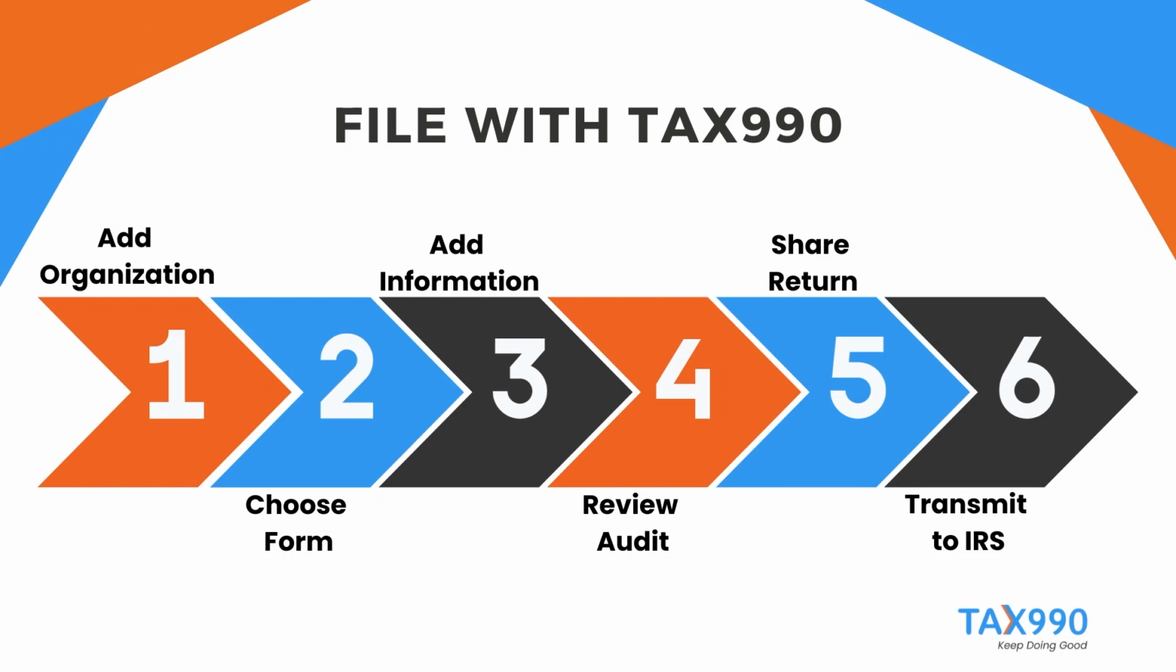E-filing with Tax 990 can be a very quick process. You can start by adding your organization, choosing the form you need to file, add the information, review the internal audit, share the return, and transmit it to the IRS.